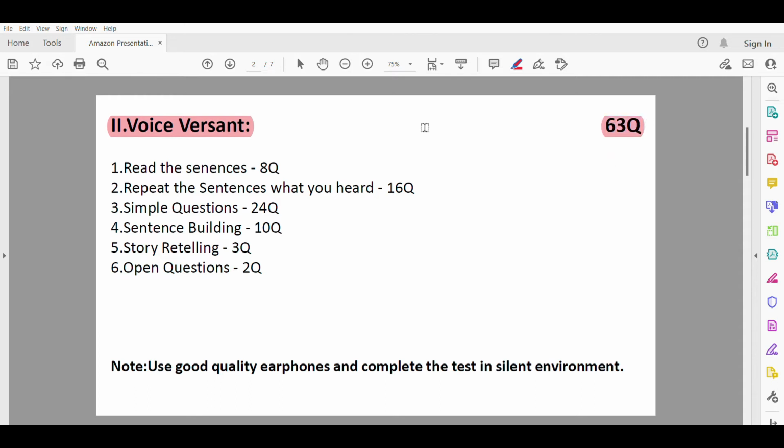The first Roman is read the sentences. What does this mean? We will be provided 8 sentences on our laptop screen, and they will ask us to read sentence 1, read sentence 2, and again read sentence 3. So we have to read the eight sentences fluently. If you are writing this test, please avoid all noises and sit in a quiet, comfortable, noiseless room, okay? Because this test is very important and you have to be more concentrated.